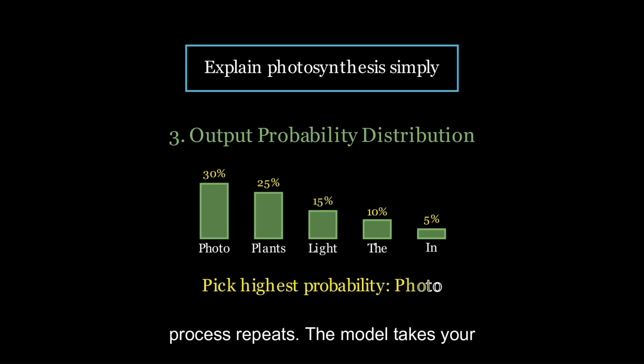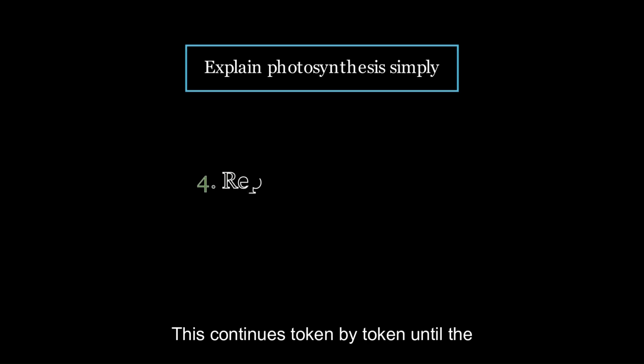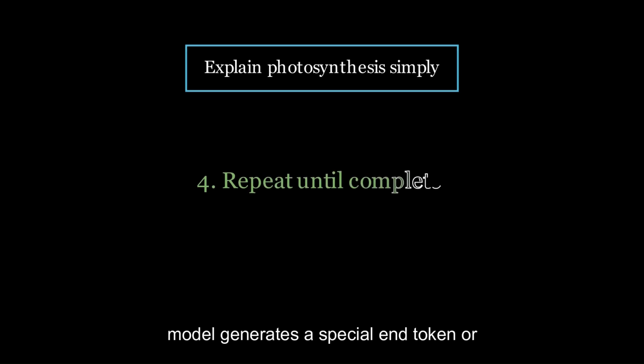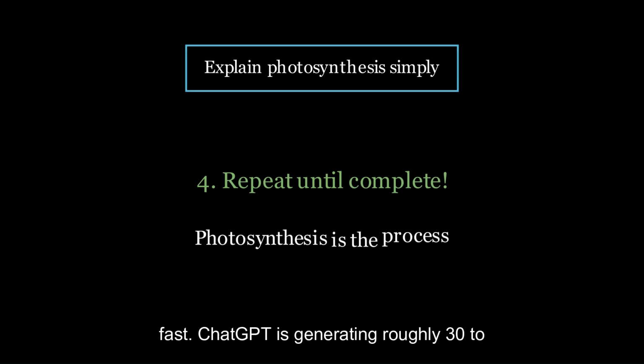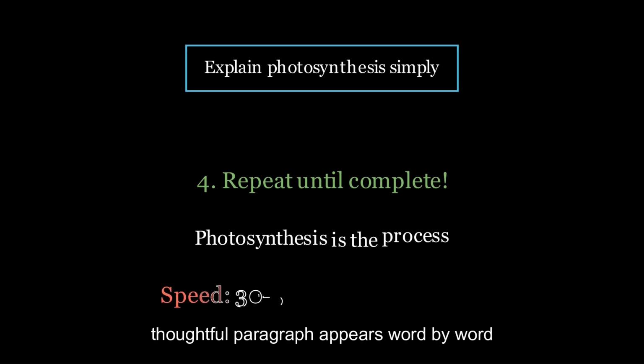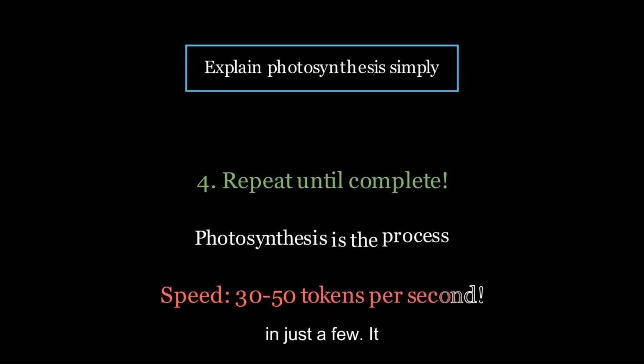The model takes your original message plus the token it just generated and predicts the next token. This continues, token by token, until the model generates a special end token or hits a length limit. And here's the wild part. This is all happening incredibly fast. ChatGPT is generating roughly 30 to 50 tokens per second. That entire thoughtful paragraph appears word by word in just a few seconds. It looks like ChatGPT is thinking and typing, but really, it's just predicting the most probable next token millions of times in a row at lightning speed.